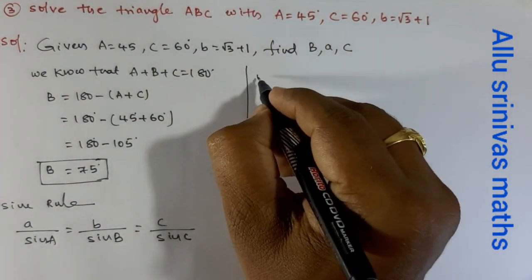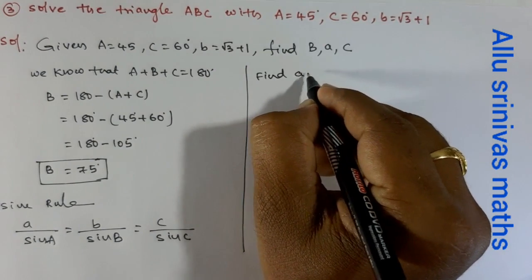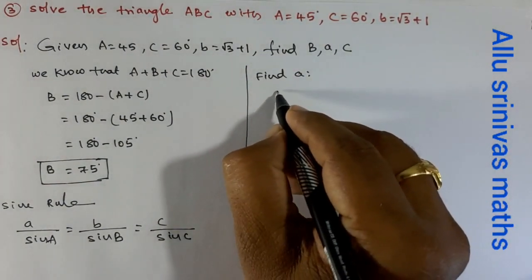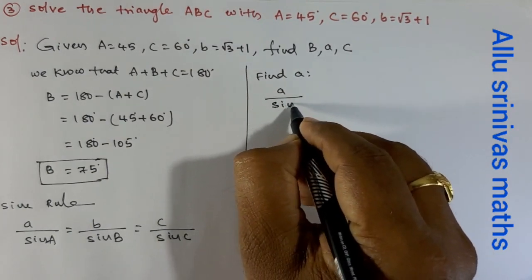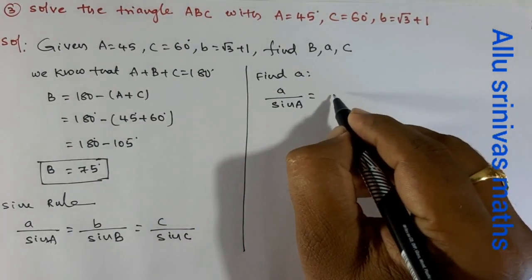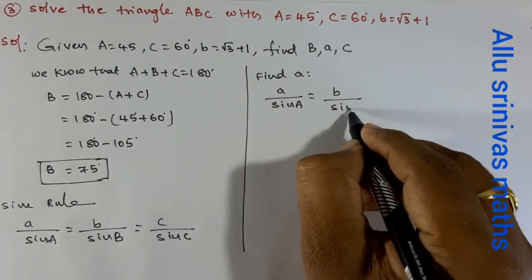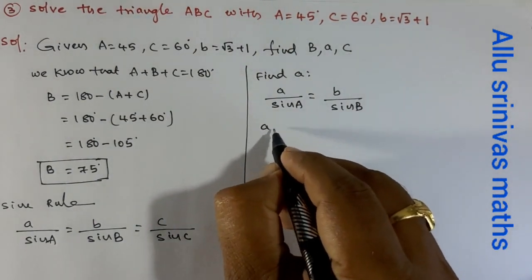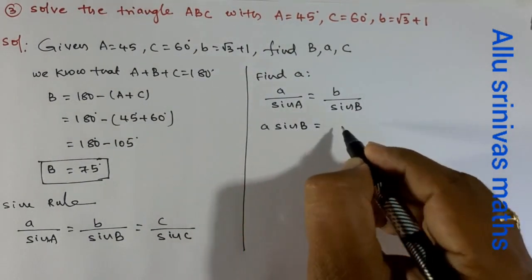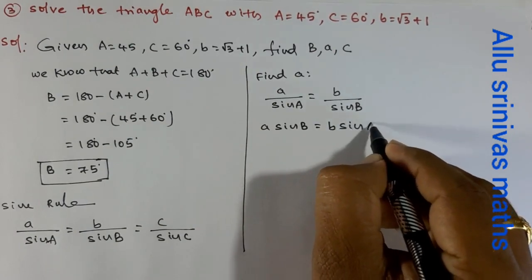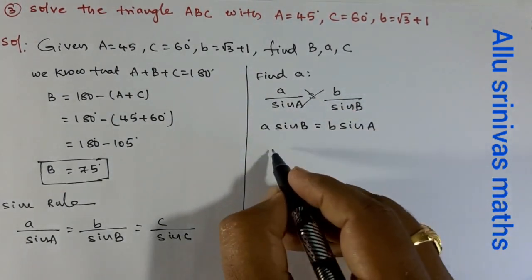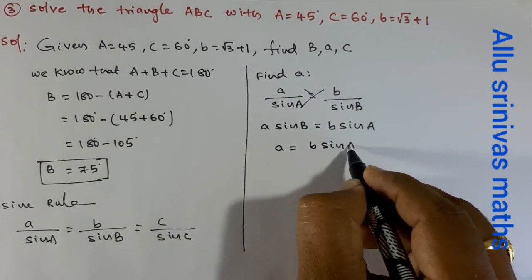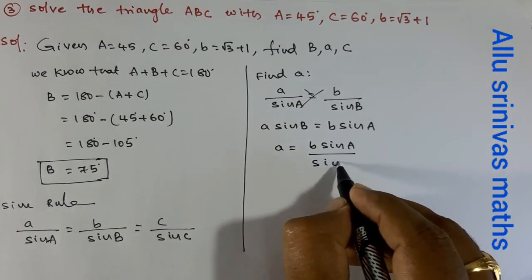First we have to find side A. We write the convenient formula from the sine rule. Required side A by sine A equal to given side B by sine B. Apply the cross multiplication: A sine B equal to B sine A. We want A only, then send sine B to RHS side: A equal to B sine A by sine B.